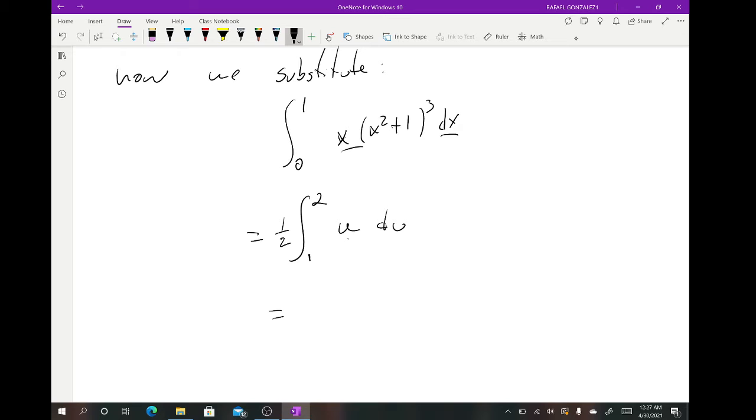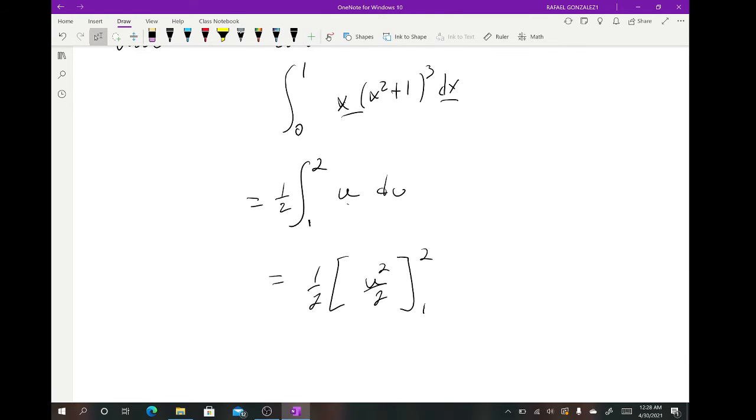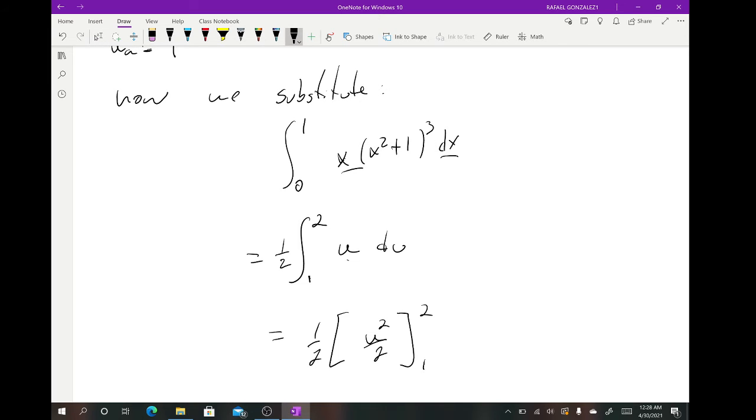Now, the antiderivative of u is going to be u squared over 2 by the power rule. So it's going to be 1/2 times u squared over 2 evaluated from 1 to 2. Now, because we rewrote the limits of integration for u, we do not have to substitute back the x's here. We don't have to put in x squared plus 1 in there. And I actually made a mistake, because this is not just u, this is u cubed. So it should be u cubed. So this should be u to the 4 over 4. There we go.